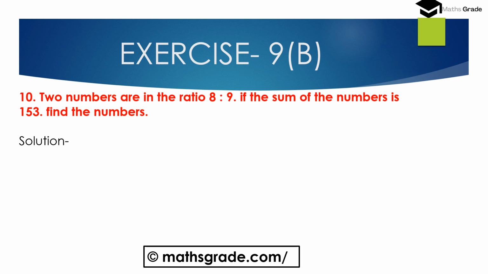Now we will solve question number 10. Two numbers are in the ratio 8:9. If the sum of the numbers is 153, find the numbers. The sum of the numbers is 153, it is given, and the two numbers are in the ratio 8:9. So the total ratio will be 8 plus 9, which is 17.